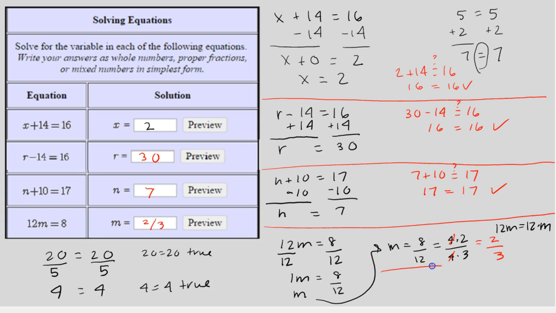Now let's just check this. So 12 times, instead of m, I'm going to write 2/3. And does this equal 8? Well, here I'm going to put 12 over 1, and we can multiply these fractions. I'm going to cancel out the common factor of 3. So both 12 and 3 have a factor of 3. So divide that by 3, divide this by 3. And now on the left we'll have 4 times 2 over 1 times 1, which is just 8, equals 8. And since this equation is true, that means our answer checks.